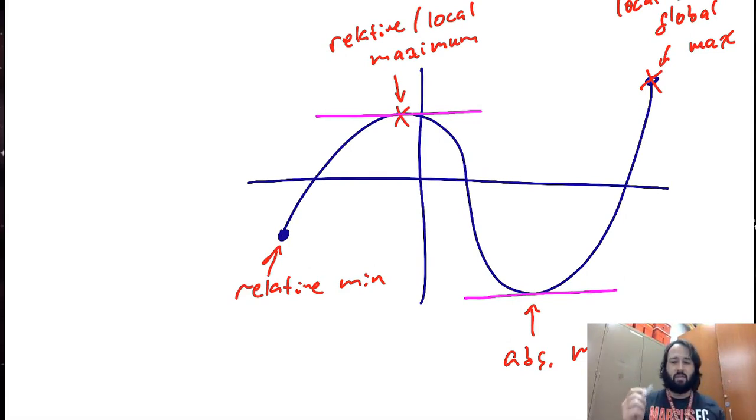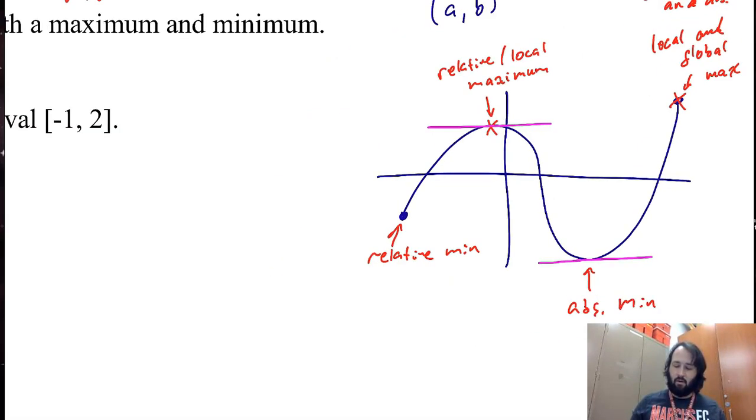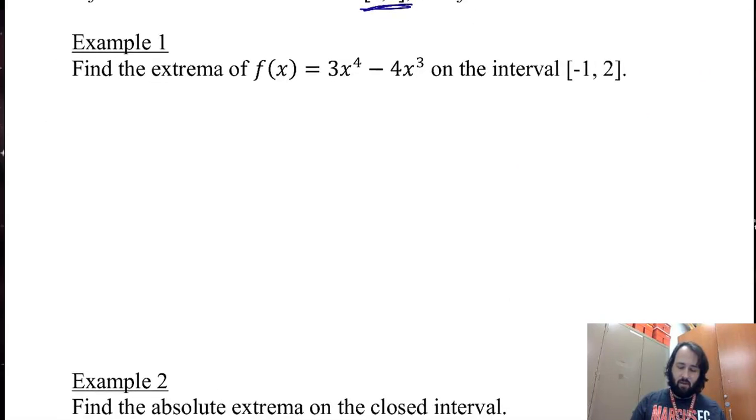I also have to check any time that I have a horizontal tangent to see if that is a max or a min. We're going to get into something in just a little bit called the first derivative test, where you can verify that this is a max or min. But for now, we're just going to trust that it can be. All right, so we need to check two places. We need to check our endpoints, and we need to check the places where we have our horizontal tangents.